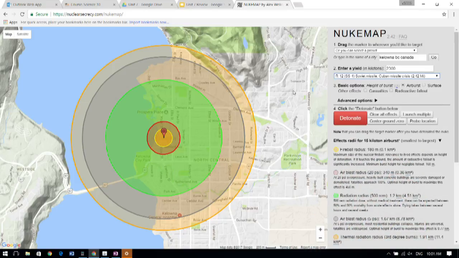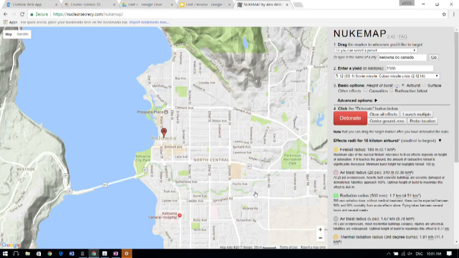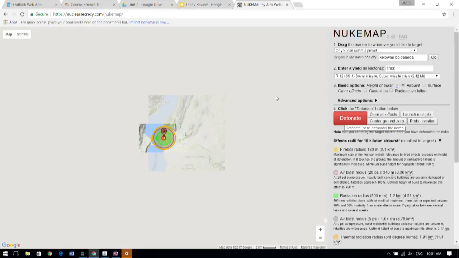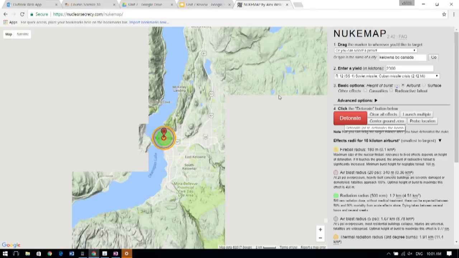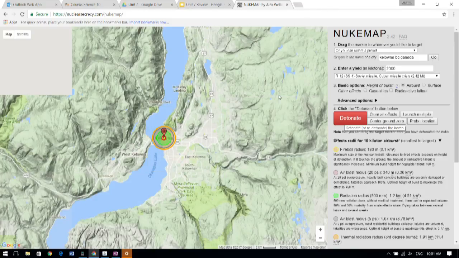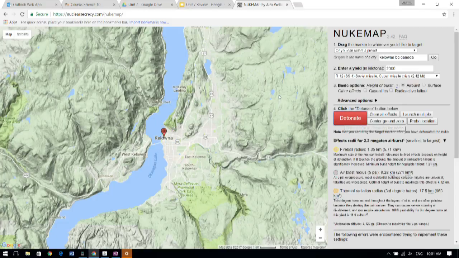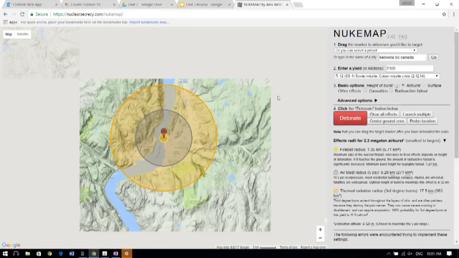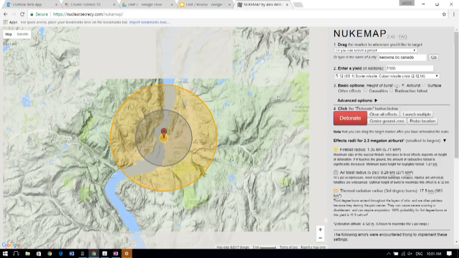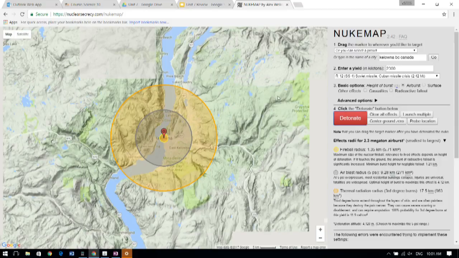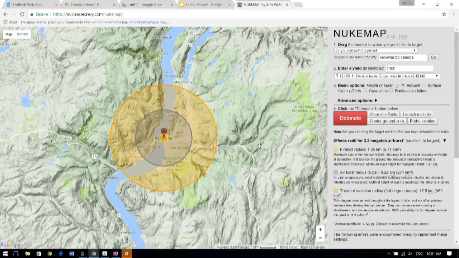Anyone heard of the Cuban Missile Crisis? That was a pretty scary time in history. Mr. Ross lived through it. So the Cuban Missile Crisis, the USSR, Soviet Union, tried to ship a nuclear bomb to Cuba. And that is a 2.4 megaton, so that's 2.4 million tons of TNT. Essentially, the fireball would burn most of Kelowna.